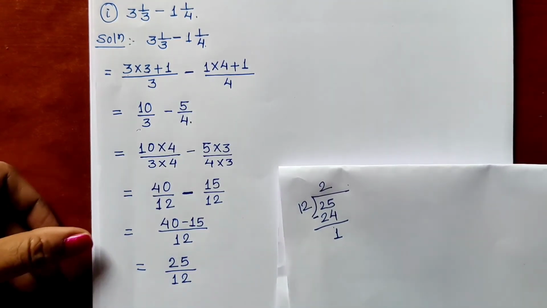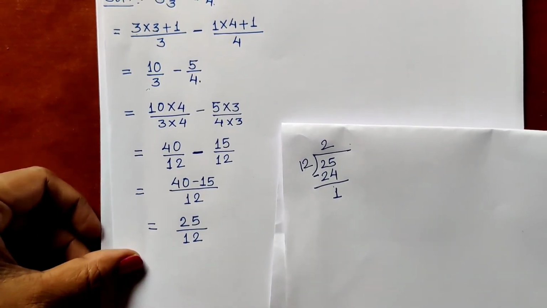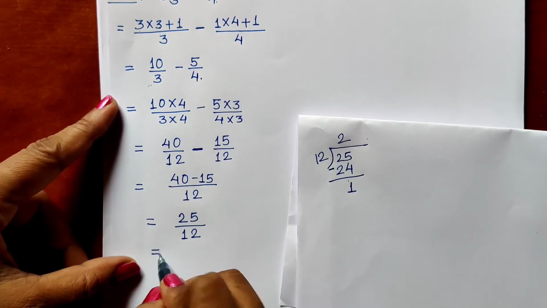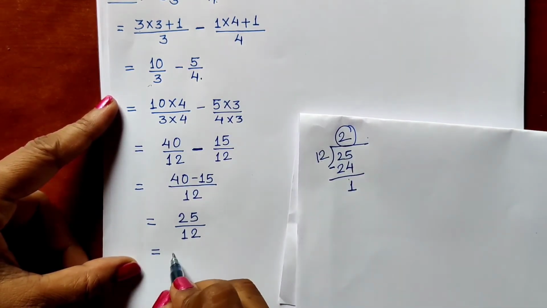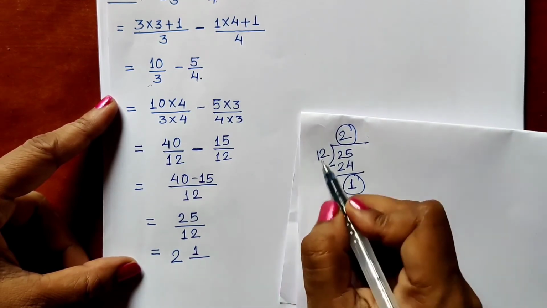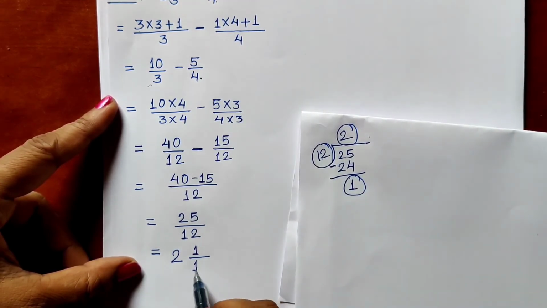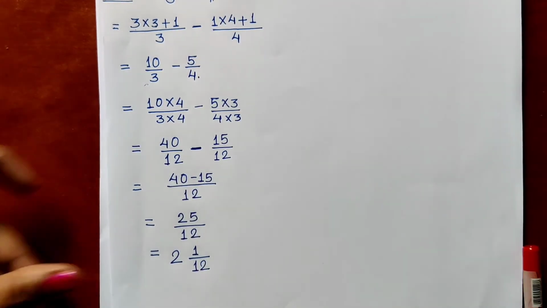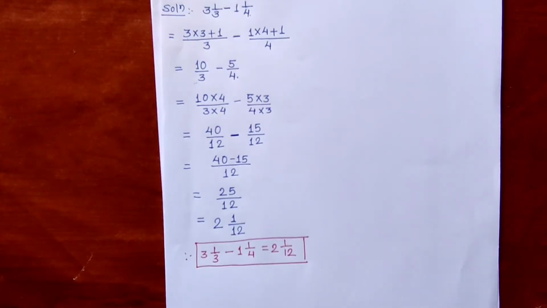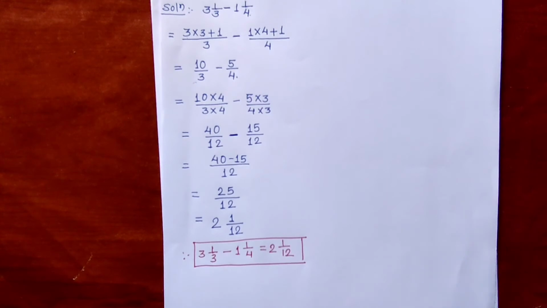How to write its answer? 25 upon 12 can be written as this 2 quotient as integer, this 1 remainder as numerator, upon this 12 divisor as denominator. So 2 integer 1 upon 12 is our answer. Write the answer in the end. The answer is 3 integer 1 upon 3 minus 1 integer 1 upon 4 is equal to 2 integer 1 upon 12.